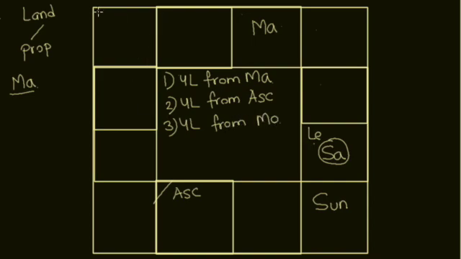So let's say Moon is here in Pisces. The fourth from Moon is 1, 2, 3, 4 here in Gemini. So Lord of Gemini is Mercury. Let's say Mercury is in Gemini itself. So when Mars is going to transit this Mercury, it will bring good results related to lands and property.